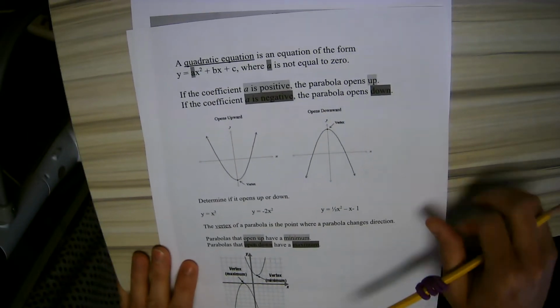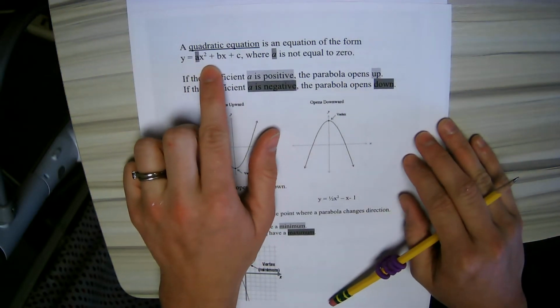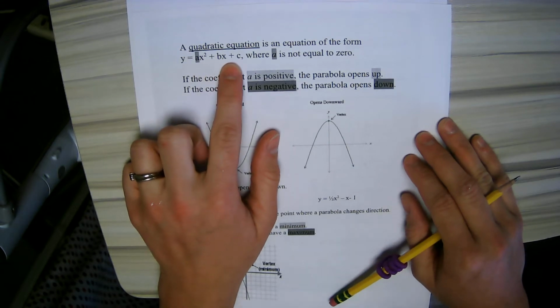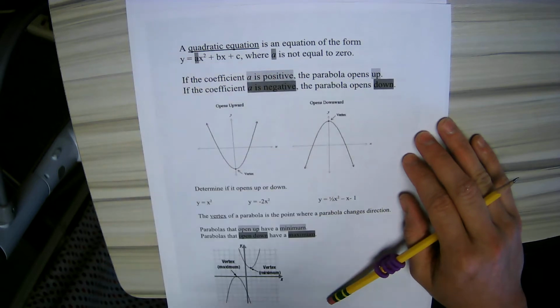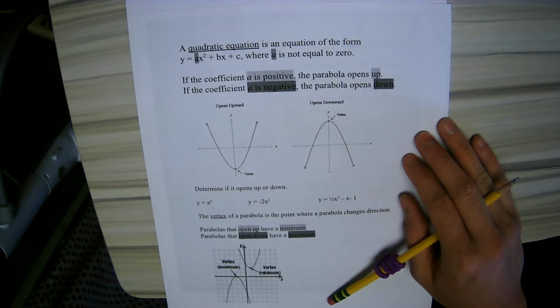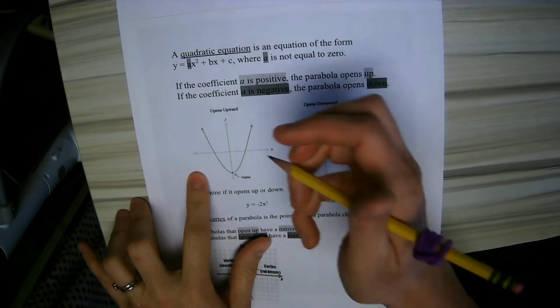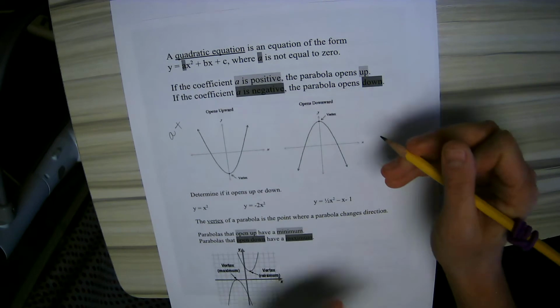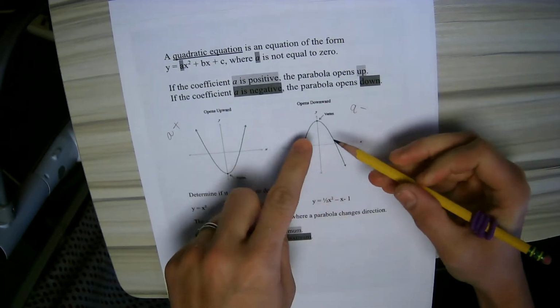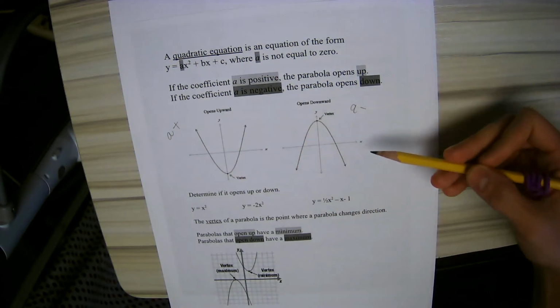A quadratic equation is an equation of the form y equals ax squared plus bx plus c. So it has this x squared term where a is not equal to 0. If the coefficient a is positive, the parabola opens up. If the coefficient a is negative, the parabola opens down. So upwards open and downwards open.